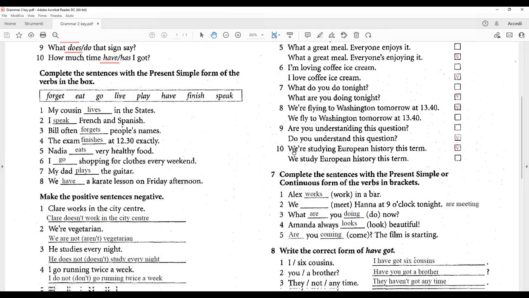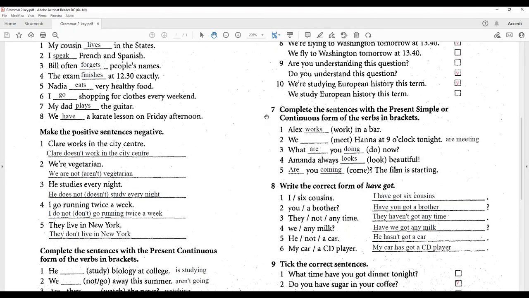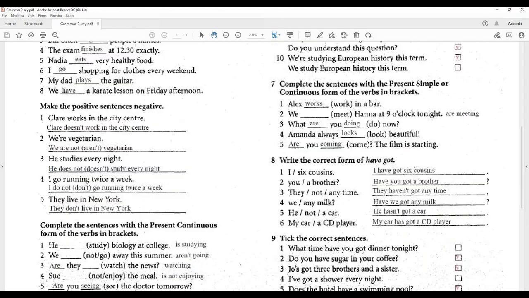So these were some examples. 7 was complete the sentences with present simple or continuous. So you had to choose, dovevate scegliere, between present simple and continuous. So Alex in a bar works or is working in a bar. È un'azione che indica un'attività usuale, giusto? Alex works, lavora in un bar.